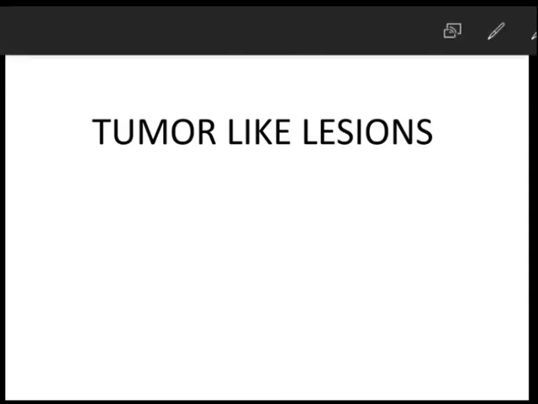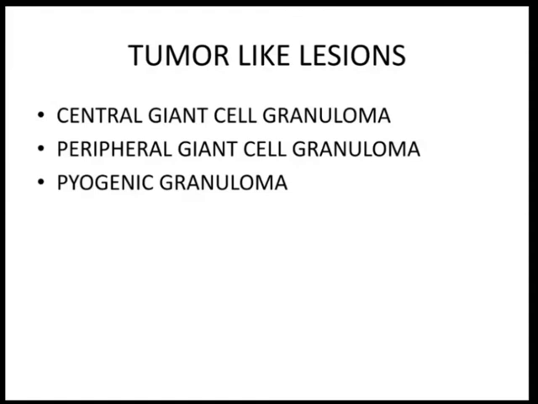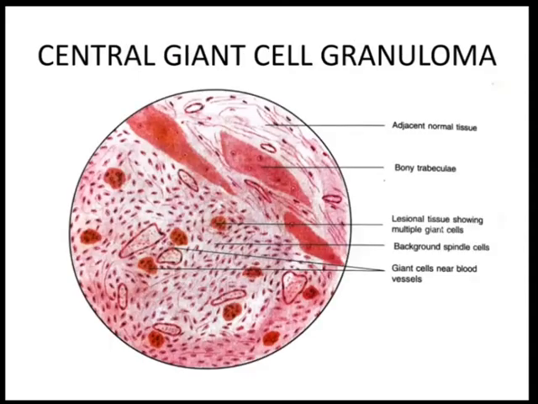So this finishes the benign and malignant epithelial and connective tissue tumors. Now tumor-like lesions. There are three types: central giant cell granuloma, peripheral giant cell granuloma, and pyogenic granuloma.